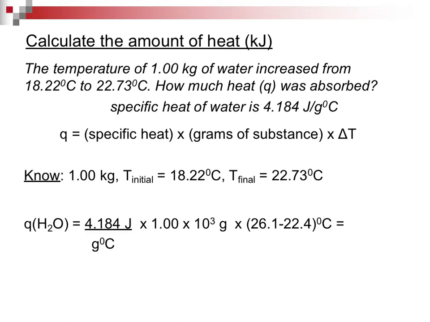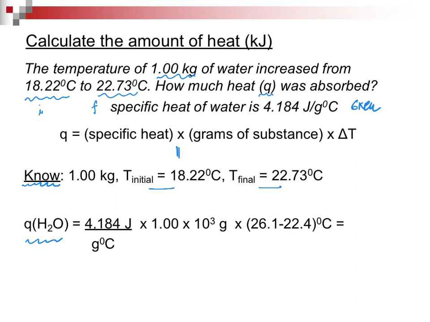Let's do some calculations. The first one we want to do is calculate the amount of heat, and we use, for an example, the heat of water. So the problem says we have 1 kilogram of water, and the temperature increased, that is my initial, to 22.7, which is my final. How much heat was absorbed? You will always be given the specific heat, although after working problems, no one's going to need to give it to you. So what I did here is I said, write down what you know. You have 1 kilogram, you have an initial temperature and a final temperature.